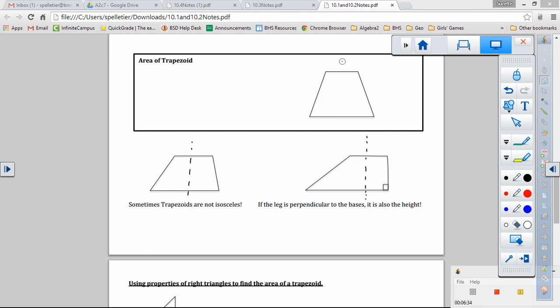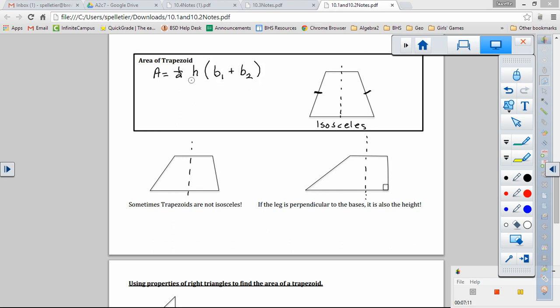This one, though, if I break it right down the middle, is isosceles. And the reason it's isosceles is because the sides are equal. So these two sides are equal to each other. And of course we have one base higher than the other, or longer than the other. So if my formula for trapezoid is 1/2 the height times base 1 plus base 2.